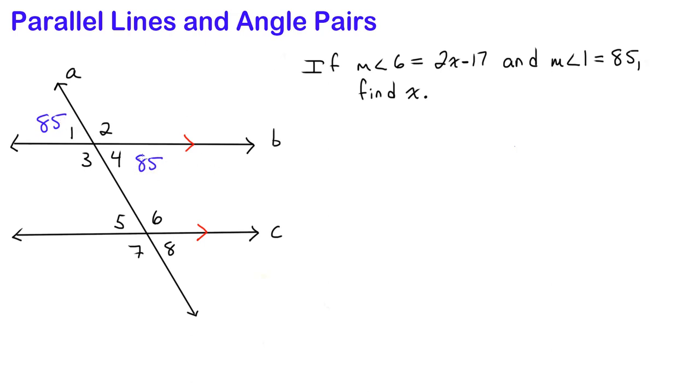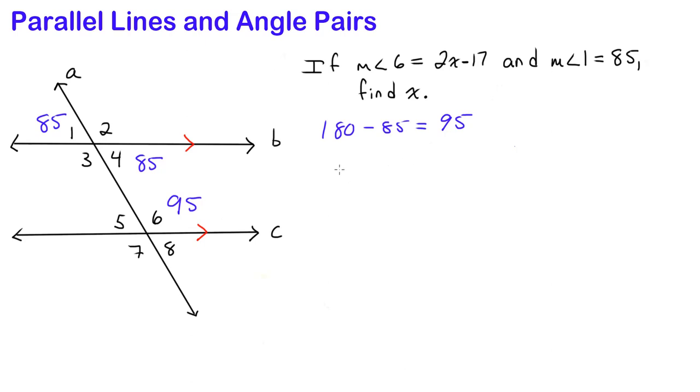So now I know that angle 4 and angle 6 are consecutive interior angles, which means that they are supplementary. Their measures add to 180. So I can use that information to find angle 6 by simply subtracting 85 from 180. And I see that angle 6 measures 95 degrees. Now I can use that 95 to solve my equation.